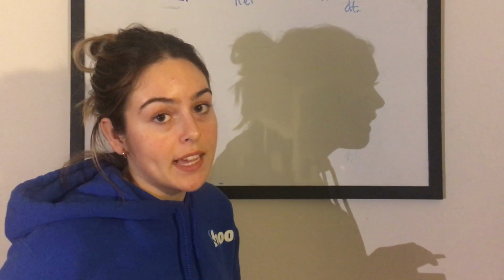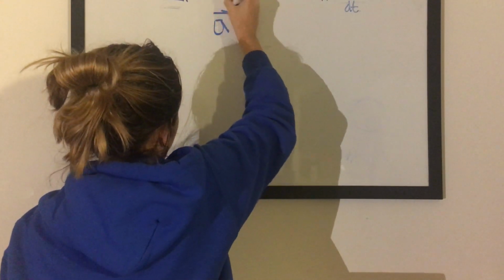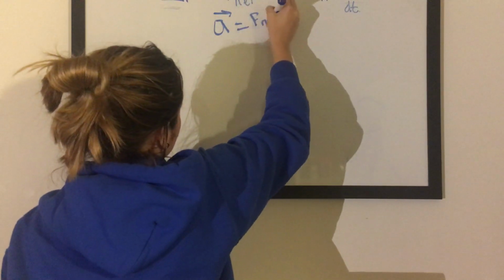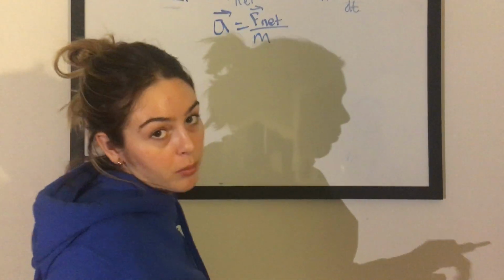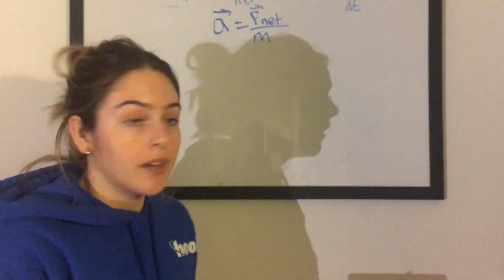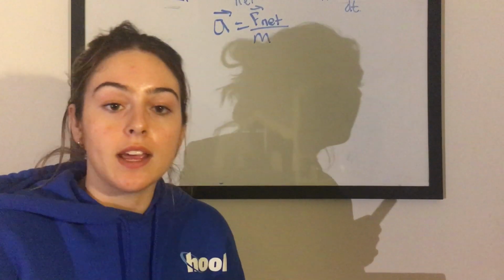So Newton's second law of motion can also be written as acceleration is equal to the net force divided by the mass, or again, the property of inertia. So that's a little bit of an overview on the three. So now I'm going to go ahead and apply this to a problem.